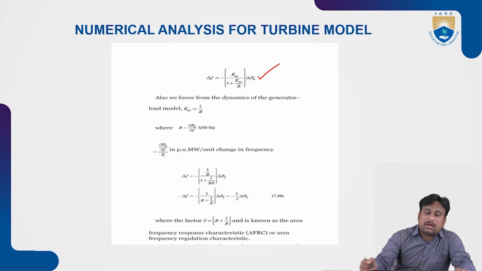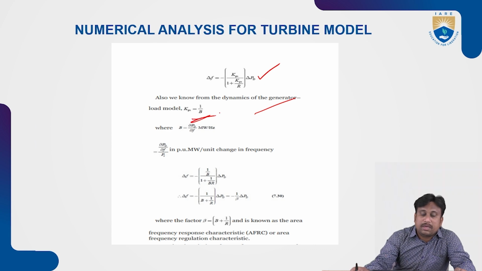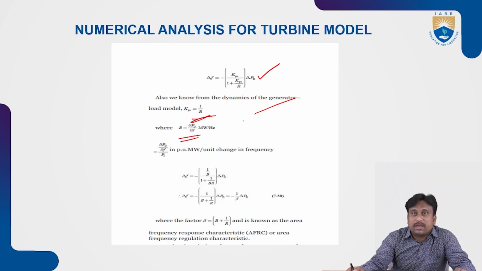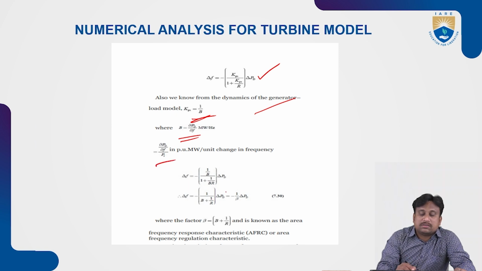delta PD. We also know from the dynamics of the generator load model, KPS equals 1 by B, where B coefficient is dou PD by dou F. So dou PD by dou F is 1 by F PI constant in per unit system, as megawatt per change in frequency is expected. So that delta F is minus 1 by B plus 1 by R times delta PD. Therefore delta F is minus of 1 by 1 plus 1 by R into delta PD, which equals minus 1 by beta into delta PD.